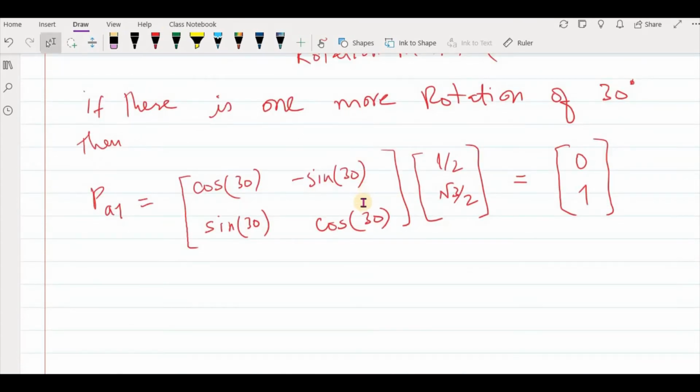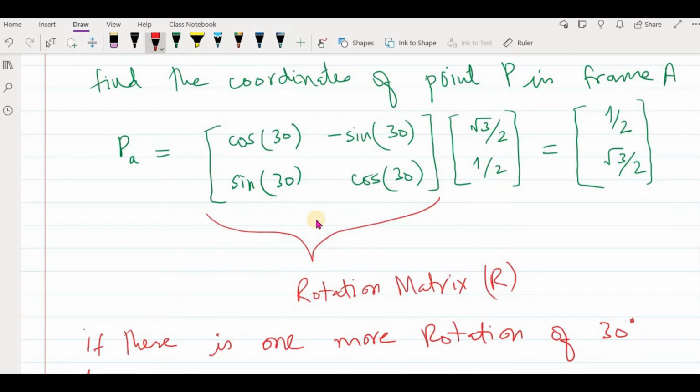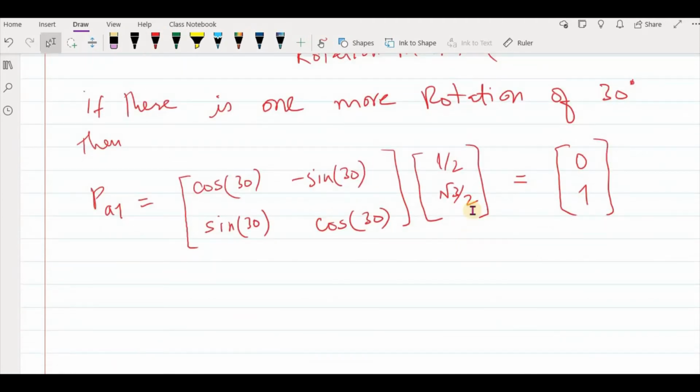So it means that we can have as many rotations as we want. We just need to multiply the rotation matrix, and we have to consider how much angle the new frame is rotated with respect to the previous frame. And these were the coordinates of the point in the previous frame, and this is the new frame, PA1. So this is how we can calculate the coordinates.